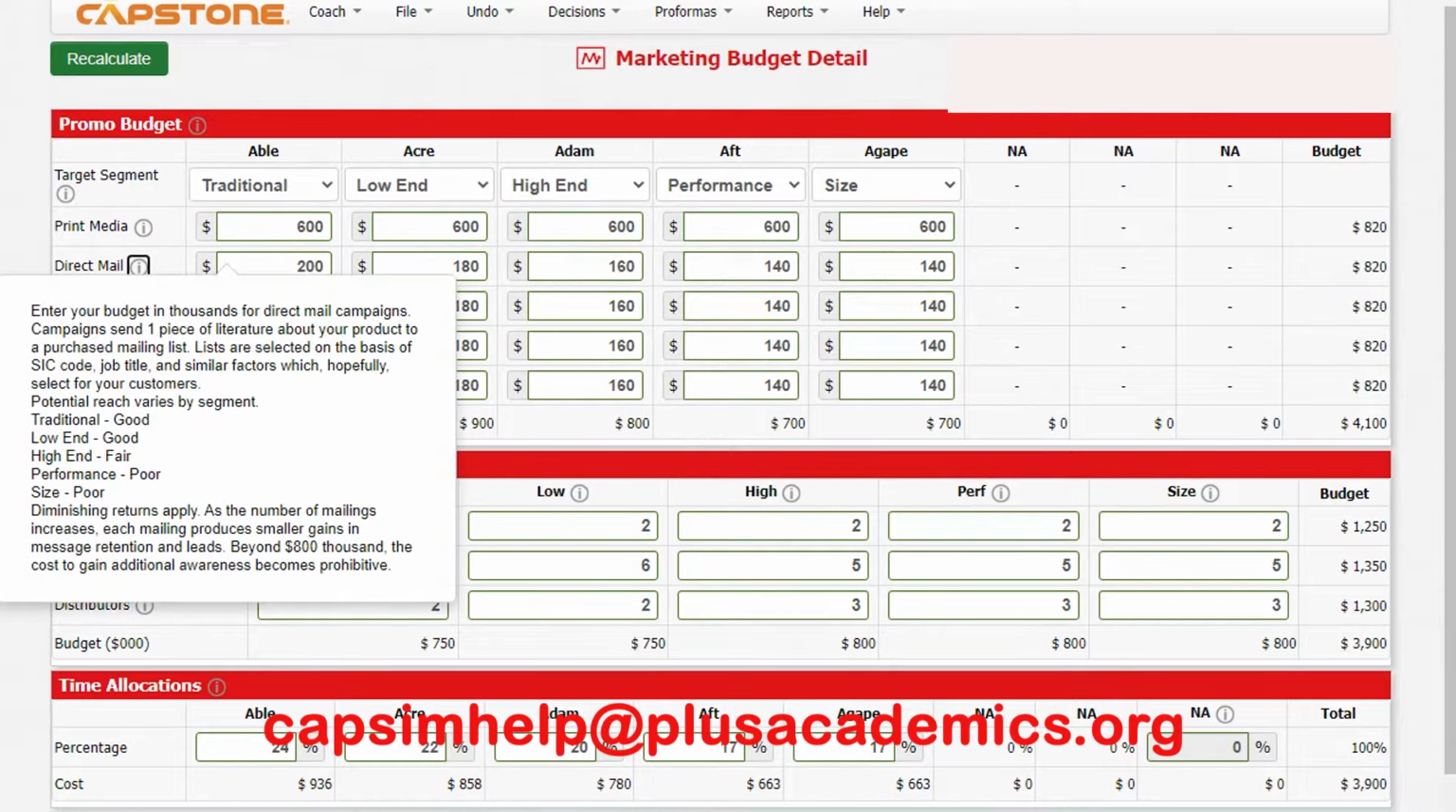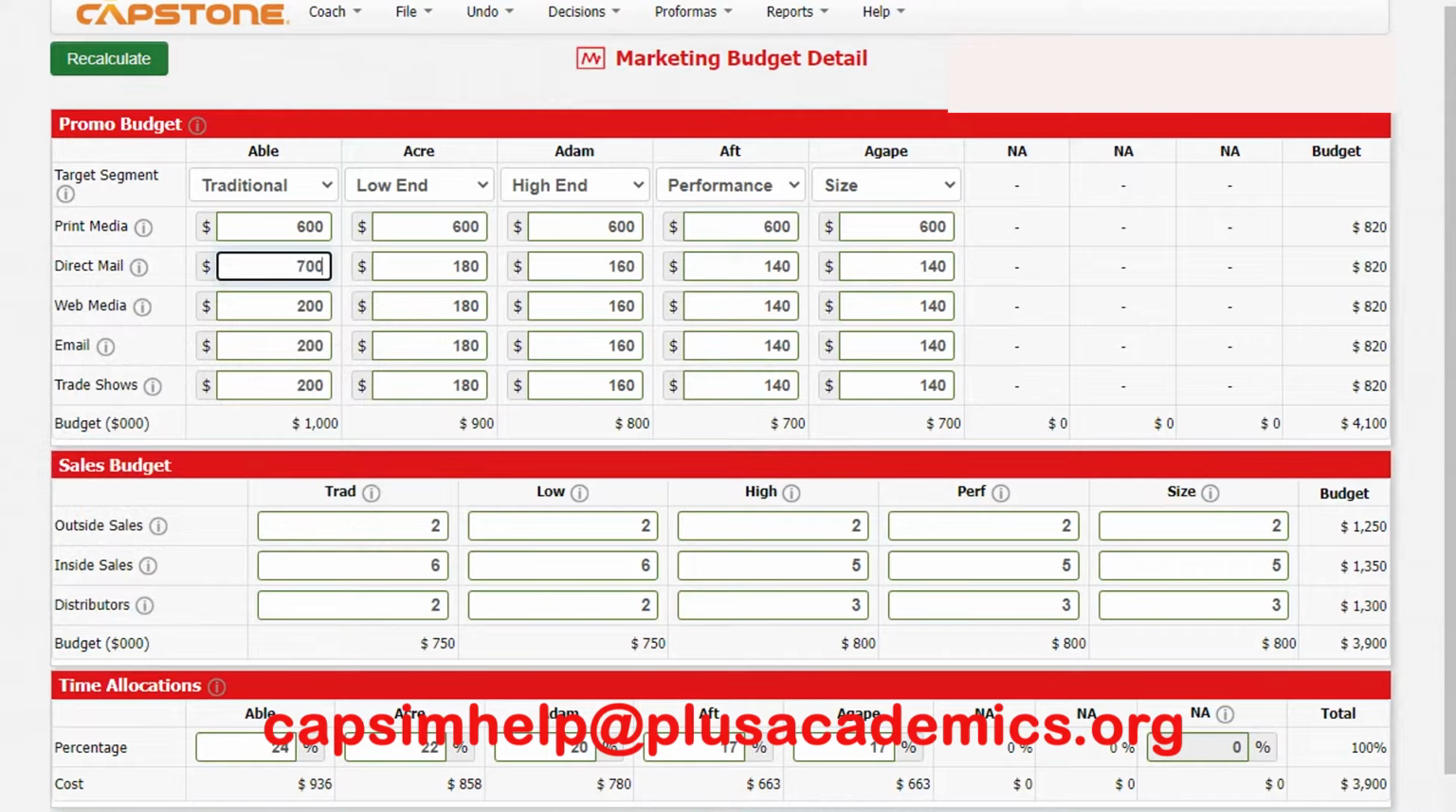The same applies to direct mail. You can see it's good in traditional and low end, fair in high end, but poor in performance and size market segment. But we are considering just spending the maximum despite that challenge. As we move on, we might consider changing how we spend this money, because then we will know what works for us. Okay, 700, 700.